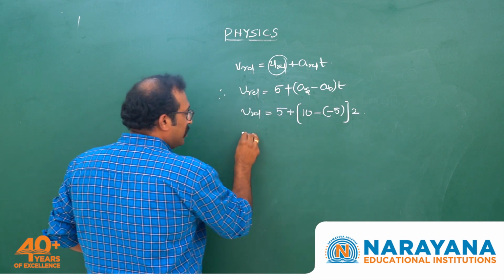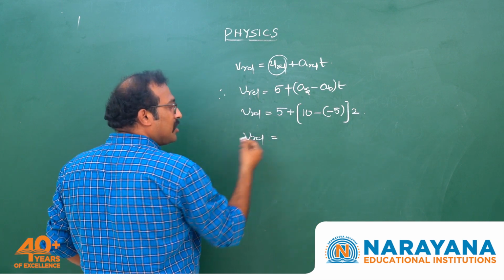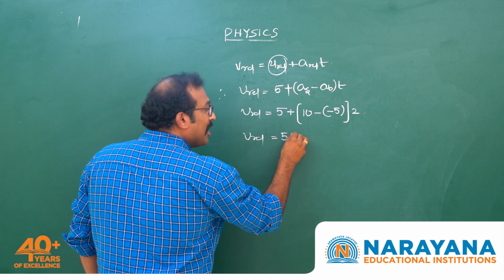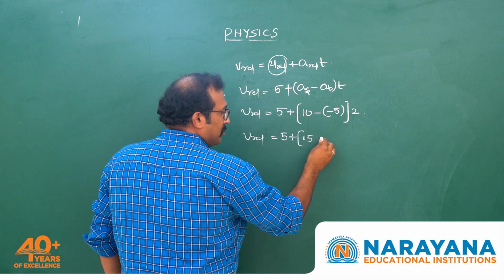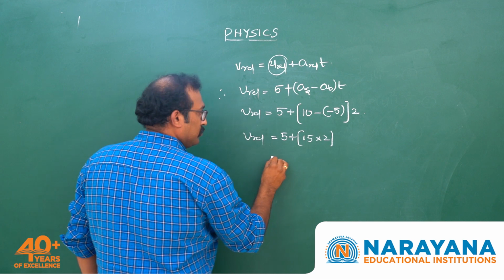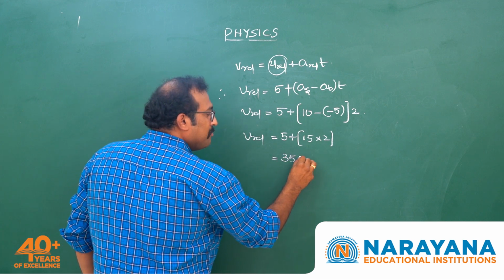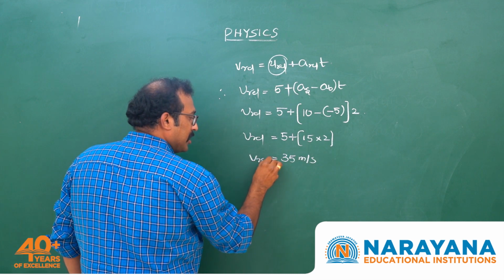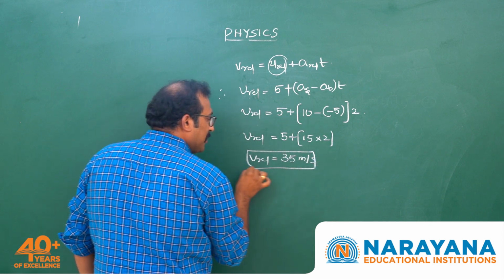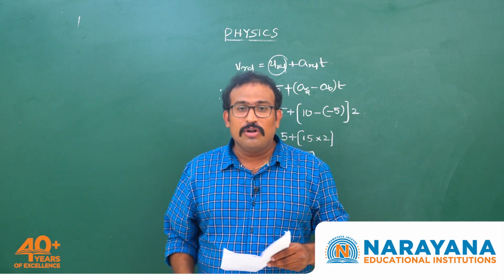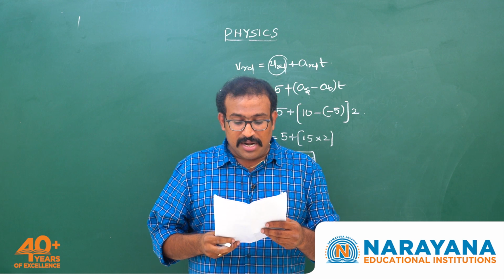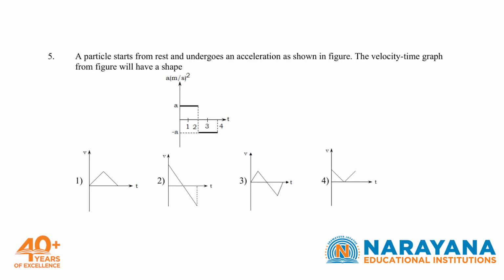So 2. Therefore, the relative velocity after 2 seconds is 5 plus 15 into 2. Therefore, 35 meters per second is the relative velocity of the stone with respect to the balloon after a time t is equal to 2 seconds. Therefore, our answer is the fourth option.